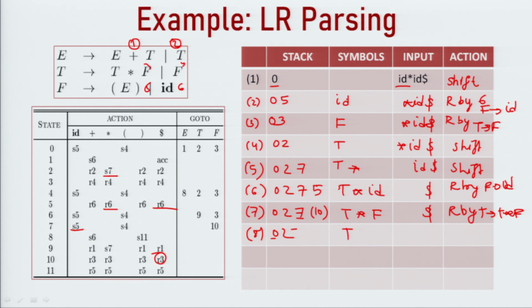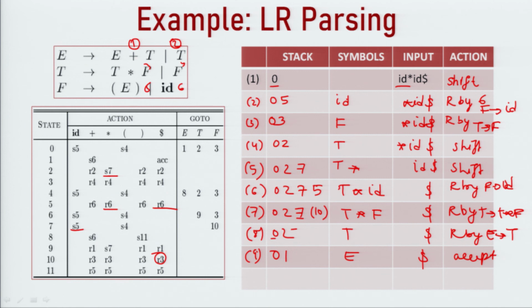Now, here we will have T and here dollar, and now this is 2 and dollar, this is R2. So, reduce by E to T. Now, here we will pop 1, this is 2. So, now we will go to 0 and E. This is 1, this is E, and this is dollar. Now, we will go to 1 and dollar. So, this is accept.